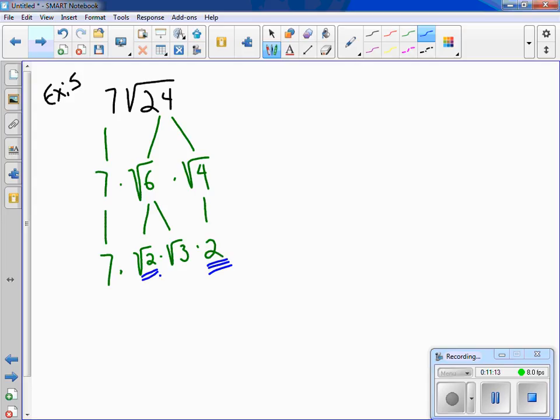So what we end up getting, we have our 7, which has been out there for a while. We're going to take our 2, bring it out. And underneath, we'll just take it back to a radical 6, since we couldn't do anything with them. And we end up with 14 square root of 6. So what we've seen is that we can simplify the radical 7 square root of 24 into 14 radical 6. It doesn't seem simpler unless we understand that this radical 24 is actually an expression for a much larger number.